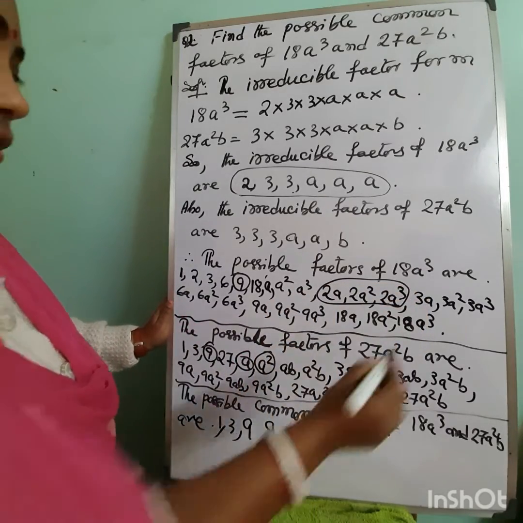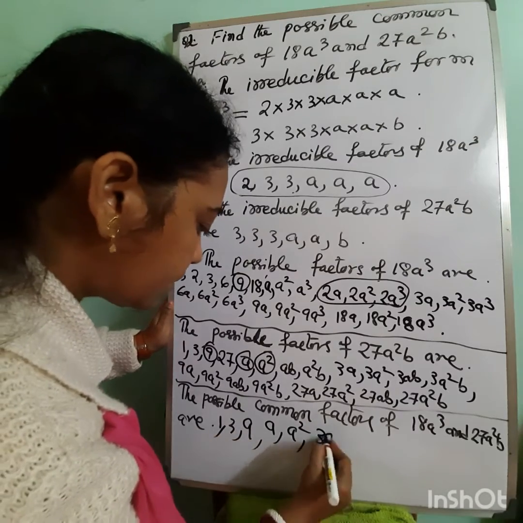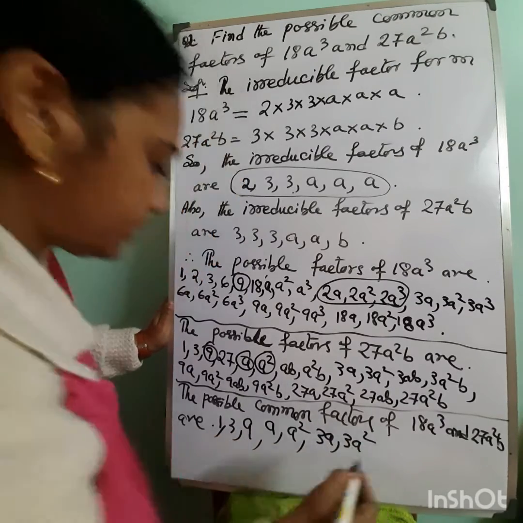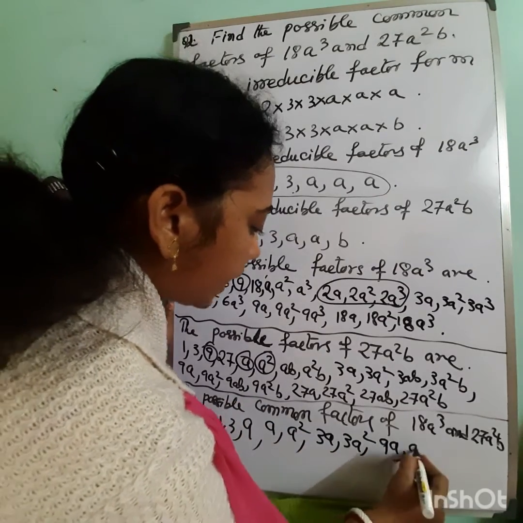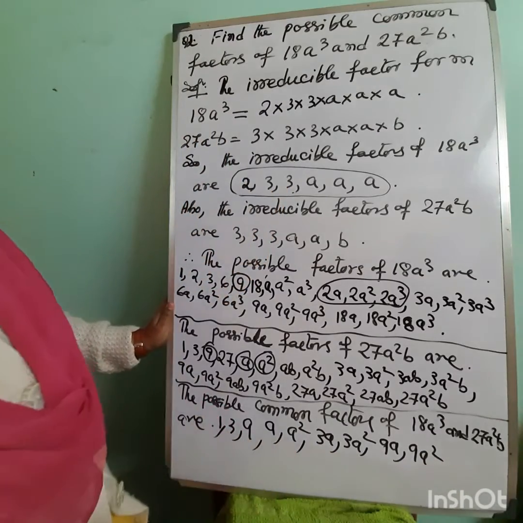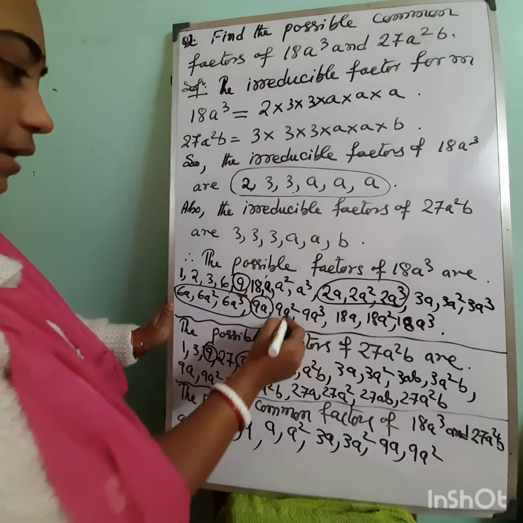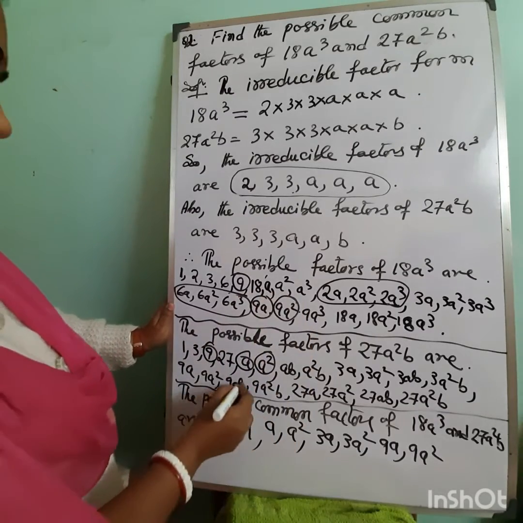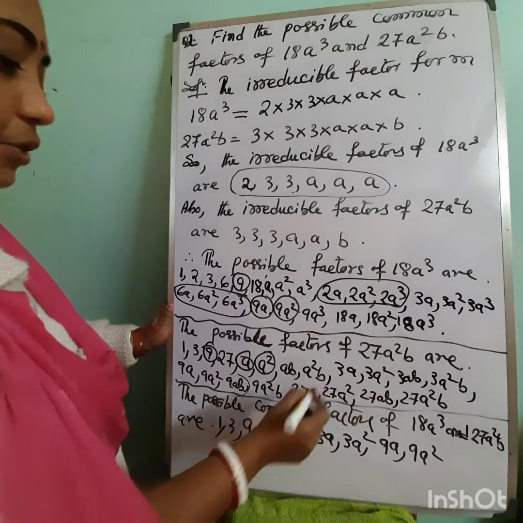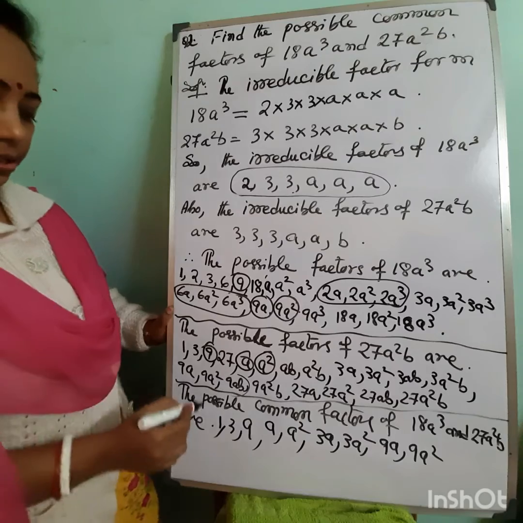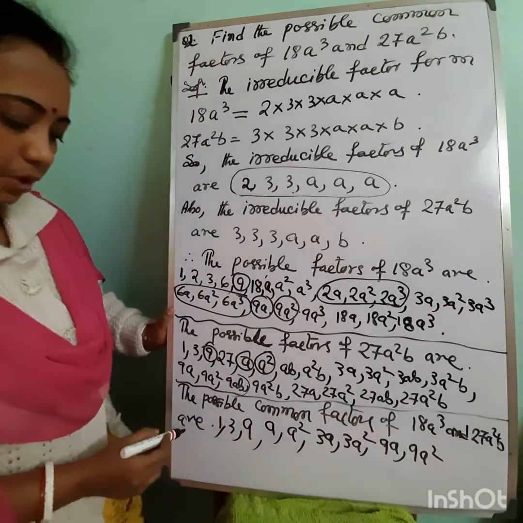Here 2 is not present, so we will not take any of those factors. Again 3 is present, so we write 3a and 3a square. Then 9 is present, so we write 9a and 9a square. Because these two variables are present, we will not consider the 6 either. We will consider only 9a and 9a square. We will not consider 9ab and 9a square b. Also 18 is not present here and 27 is also not present here. So these are the possible common factors of 18a cube and 27a square b.